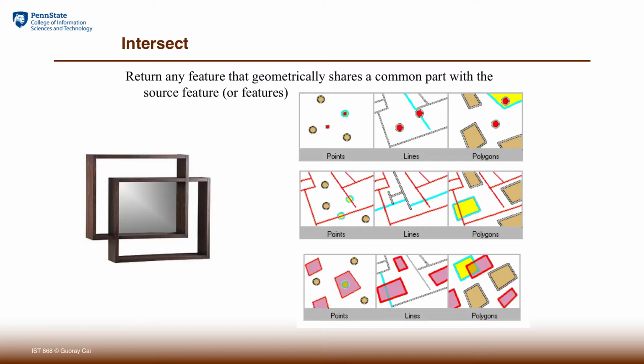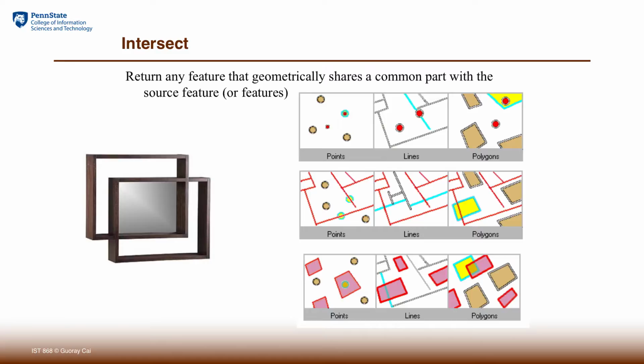For example, if the target feature is a point and the source feature is also a point, intersect means some of the points in the target are at exactly the same location as the source feature. On the diagram shown on this page, we see that those selected are circled with green. Those not selected are in a light color, and those selected are in a dark color.